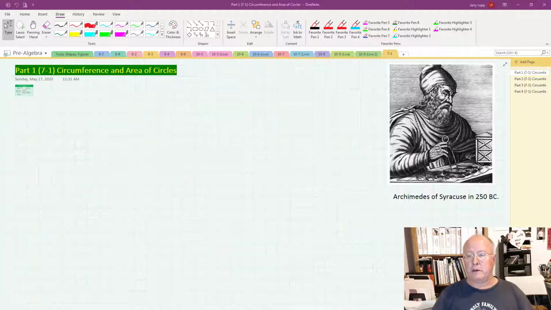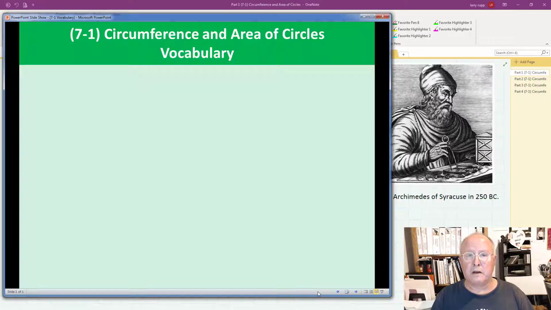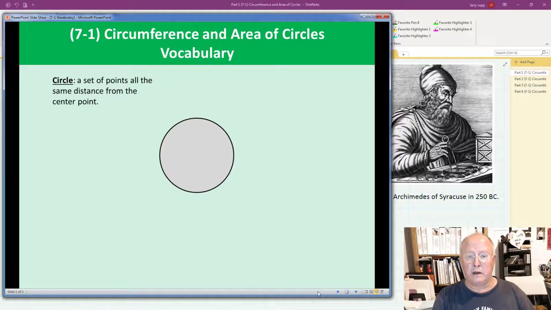Okay? So the first thing we need to do is get some terminology, some vocabulary out of the way. So what we're going to look at is this: the circumference and area of circles, the vocabulary. The first thing we want to talk about is what is a circle. There is a mathematical definition of it, and there it is. A circle is a set of points that are all the same distance from a center point.